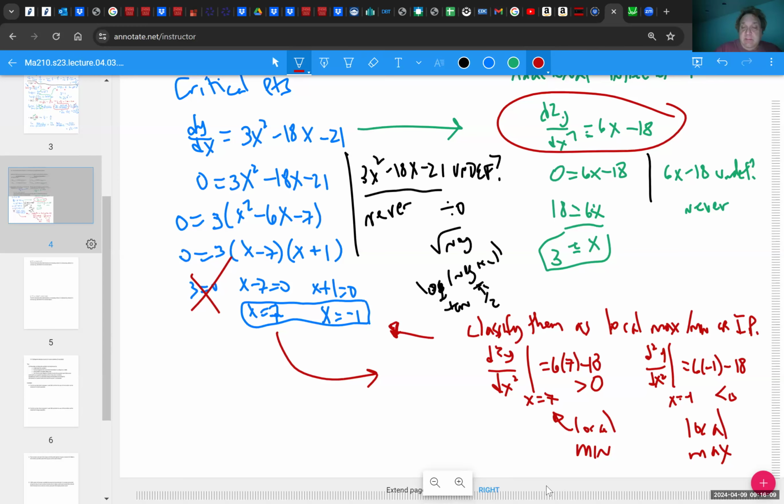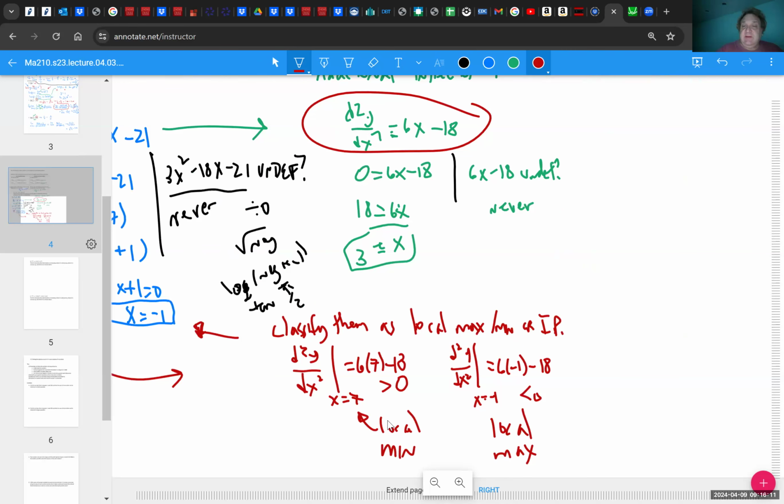Well, the method that's deemed to be easiest is just to use some test points. I'll show you for increasing and decreasing first. We know it has to switch at a critical point, and we know that -1 and 7 are critical points.